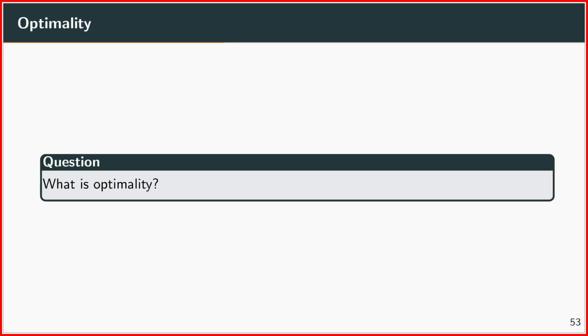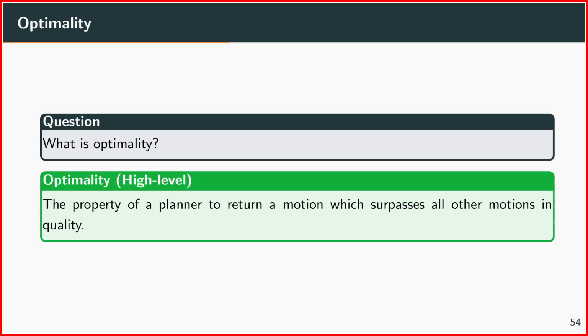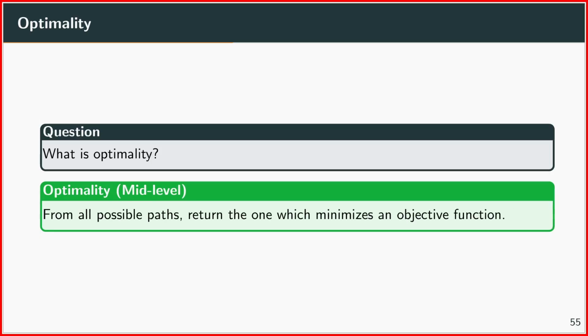And I would say the first question which we need to answer is, what is actually optimality? There are different definitions of that, but from a higher level, it's basically the property of a planner to return a motion which surpasses all other motions in quality. You can also define it in more mid-level terms, that from all possible paths which you could compute, you return the one which minimizes an objective function.